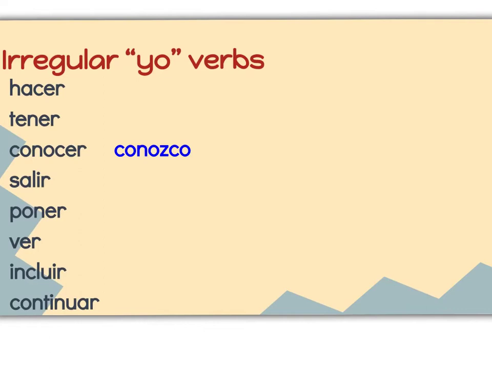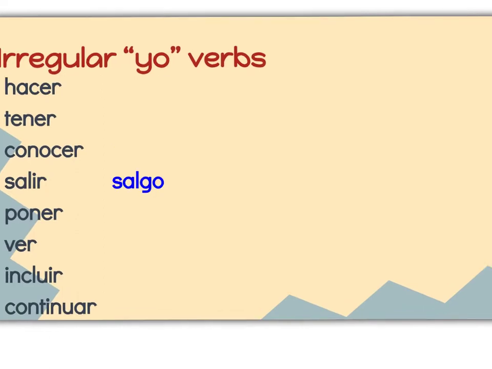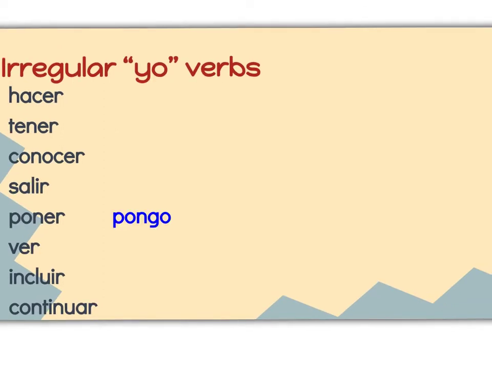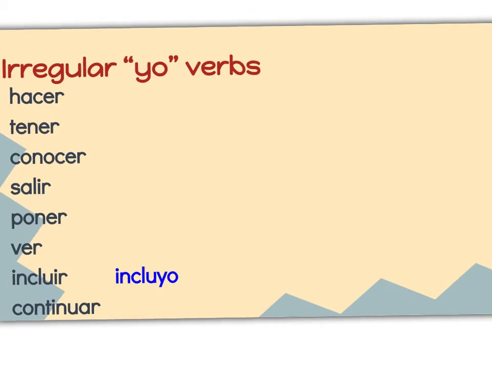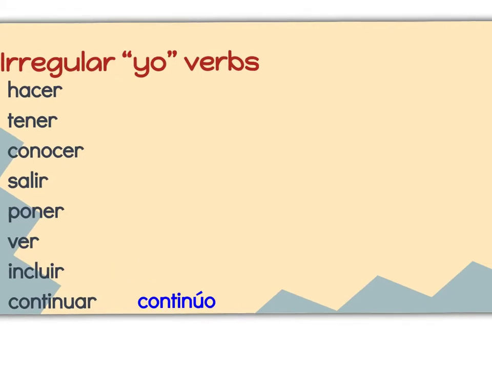Conocer, or any verb ending in CER or CIR, turns to conozco, the ZCO. Salir becomes salgo. Poner becomes pongo. Ver becomes veo. Incluir becomes incluyo. Continuar becomes continúo.